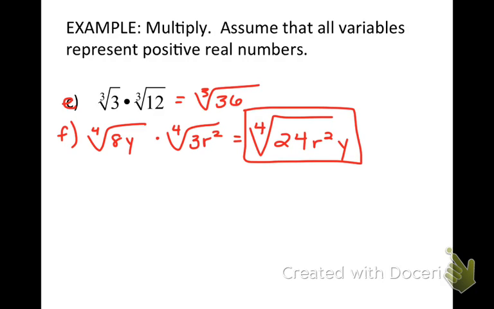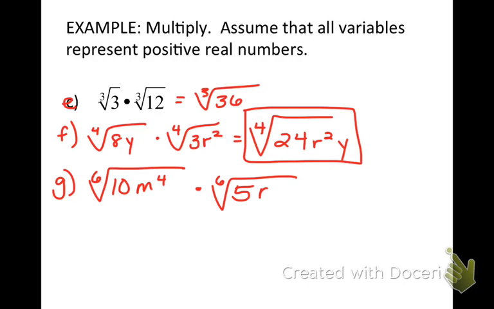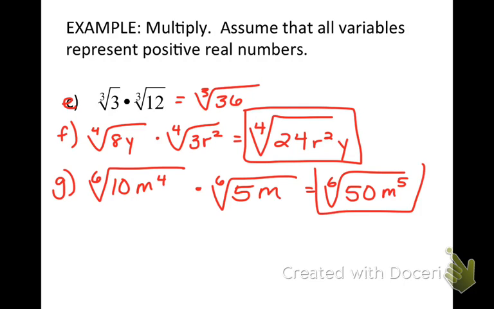Okay, let's do G. The sixth root of 10m to the fourth times the sixth root of 5m. That'll get us the sixth root of what? 50m to the fifth. Okay? So we got our products down. Not too tricky.